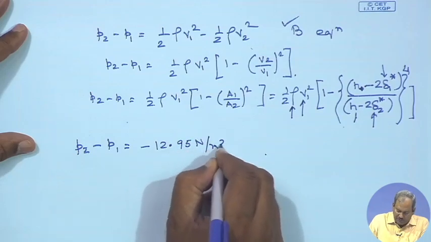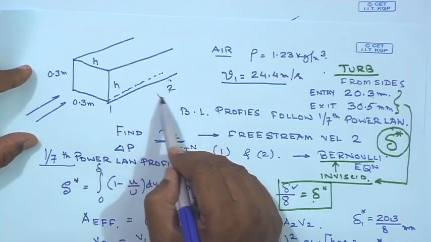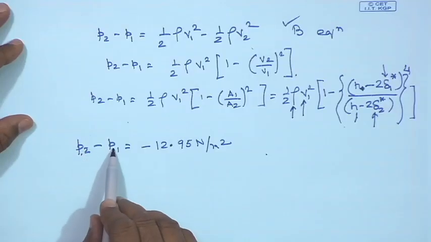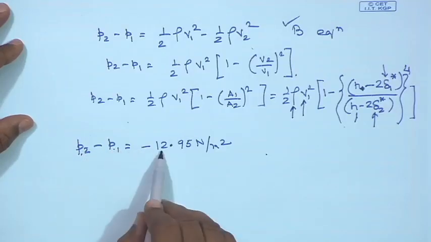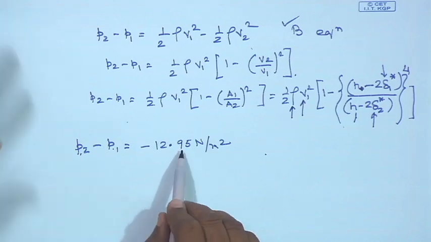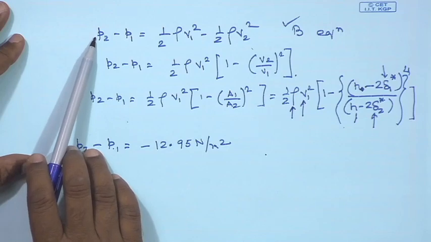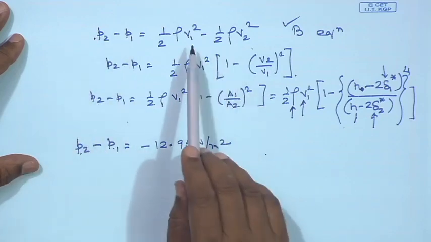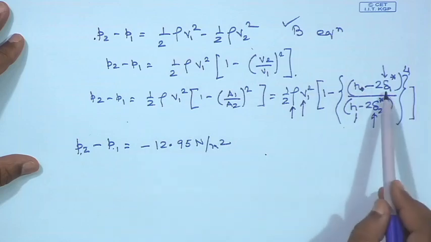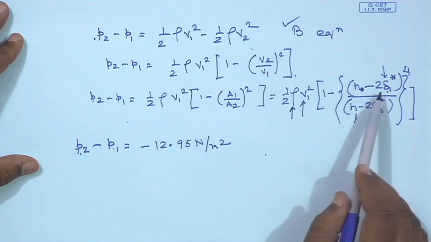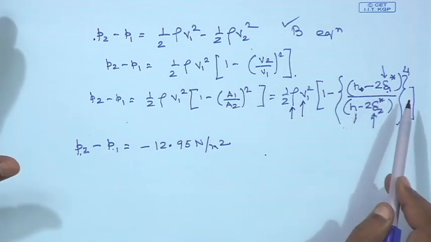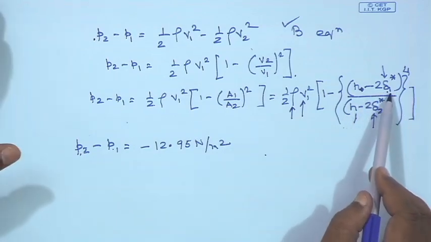Newton per meter square. So, obviously, for flow to take place from 1 to 2, the pressure at 2 must be lower than at 1, and therefore, P2 is lower than P1, and the difference in pressure is equal to 12.95 Newton per meter square. So, once again what I have done is I have used Bernoulli's equation between 1 and 2. I can use Bernoulli's equation as long as I use the concept of displacement thickness, since in displacement thickness the whole flow situation would turn out to be converted to an inviscid flow.